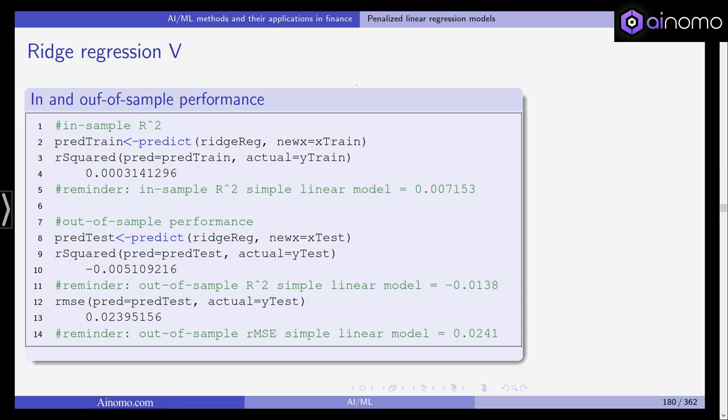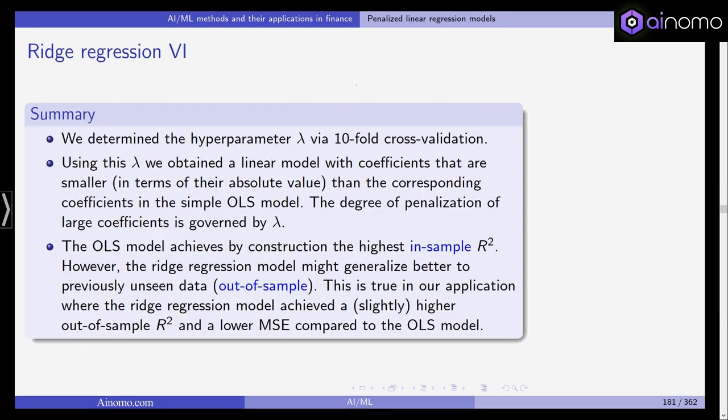For the out-of-sample performance, we again predict using ridge regression now, and look at the R-squared. It's minus 0.005 in comparison to minus 0.0138. So it's slightly better. Actually, the out-of-sample performance is slightly better when looking at the R-squared, and it's also better when looking at the MSE. So this is one finding. So we use tenfold cross-validation to determine the hyperparameter lambda.